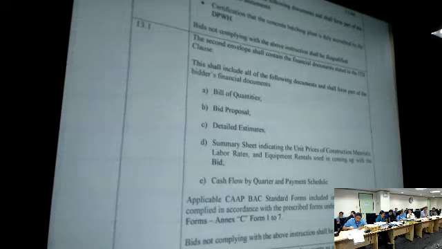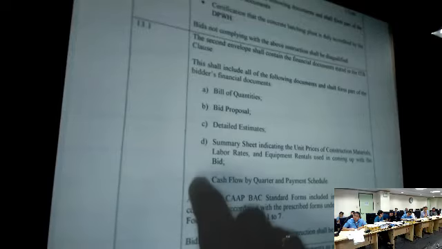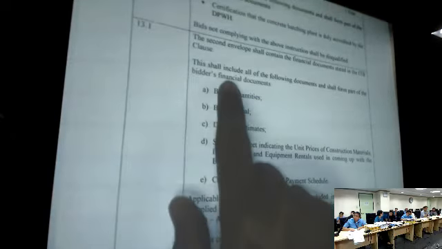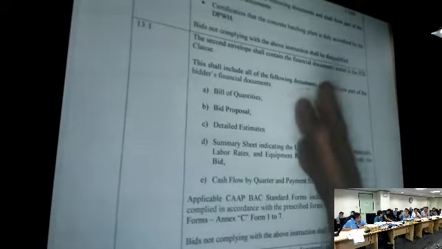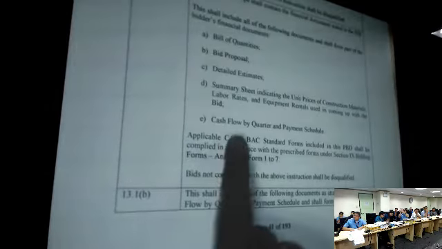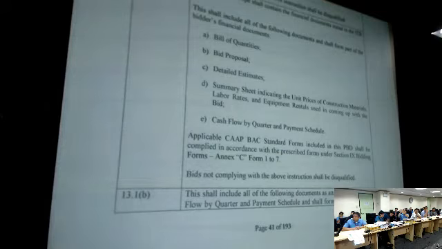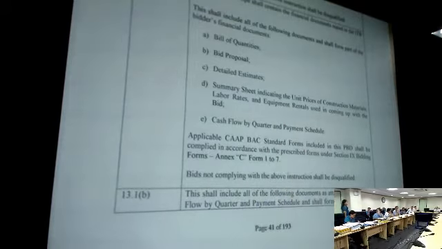Sir, BDS Clause 13.1: the second envelope shall contain the financial documents stated in the ITB clause, and this shall include the following documents: detailed estimates. Yes, sir. Nakalagay po yan sa loob ng bidding documents. Pero tingnan mo kung paano mo sinabi. Hindi mo sinabi dyan na sundin mo talaga in toto. Sir, ito: applicable CAAP BAC standard forms included in this BDS shall be complied in accordance with the prescribed forms. Nakalagay po lahat yan, sir.